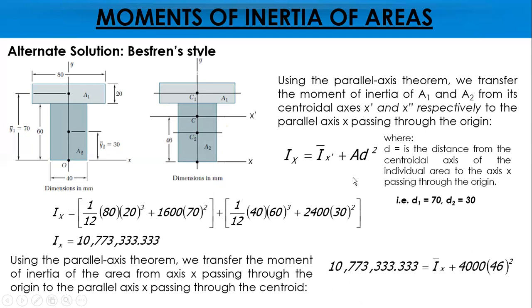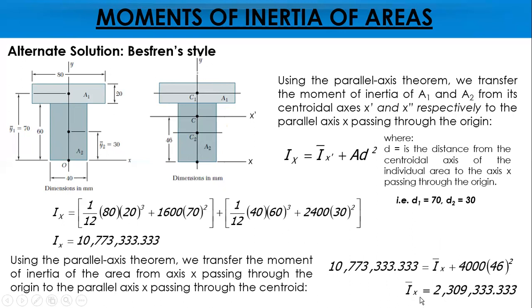Now, for this formula, the x is known. This is the unknown, x prime, right? So I sub x given the unknown area, since the whole area is 4,000, 16 plus 24. And that is the distance between x prime and x, the centroid. 46 squared. The result is this. Okay?